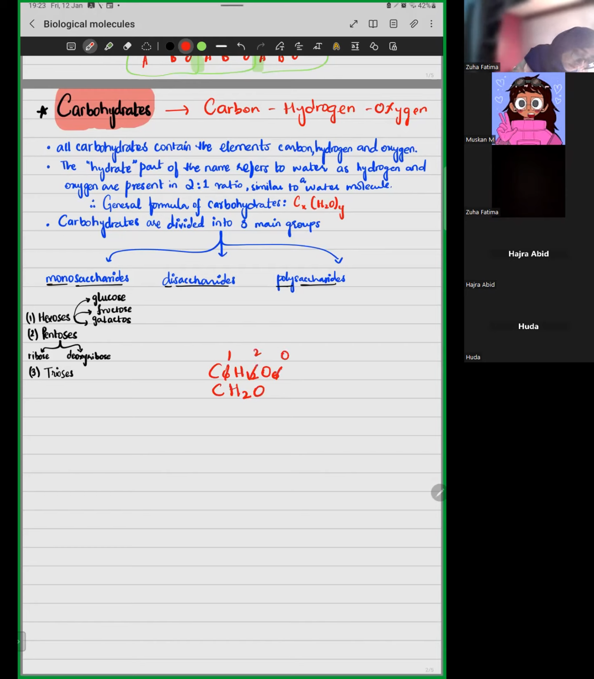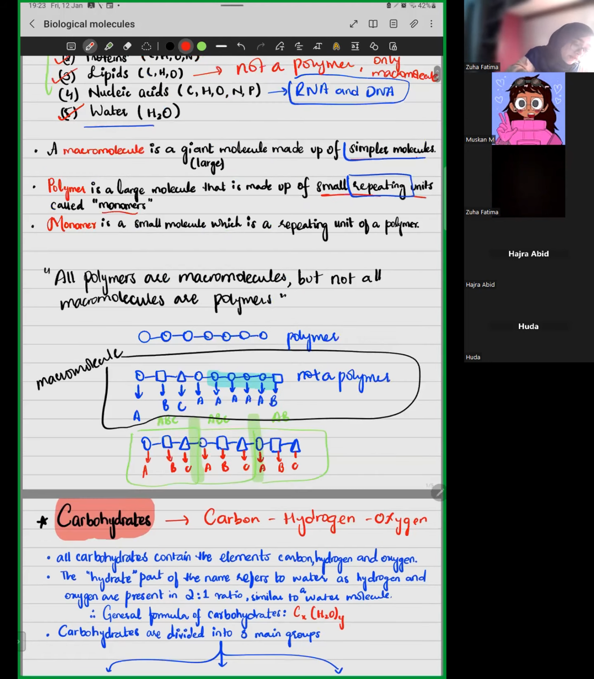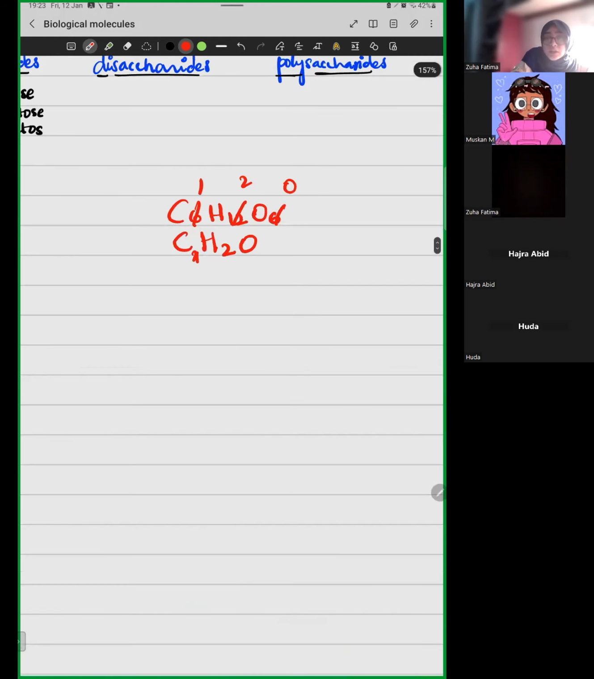So what I observe is that if I express the formula of carbohydrates like this, and I put X as the number of carbon atoms, like 6 over here, and I place H2O, then 6 carbons with 6 water molecules joining together would give me C6H12O6, which is the formula of glucose.